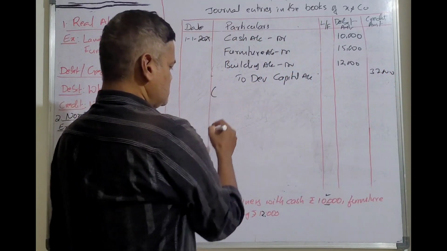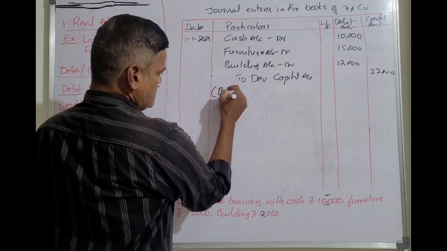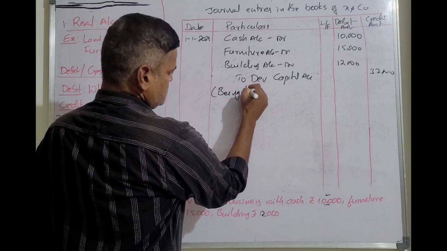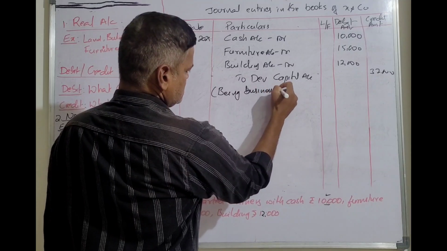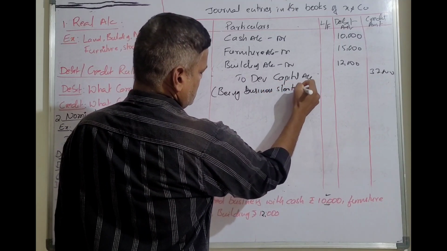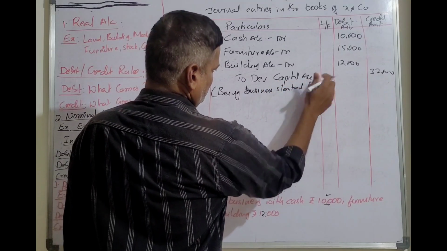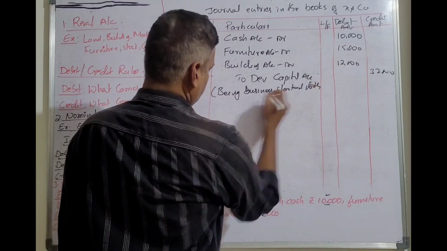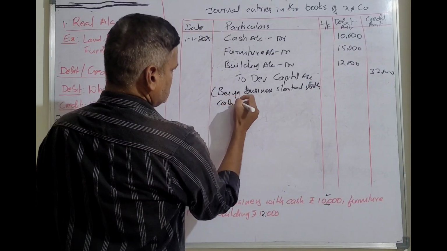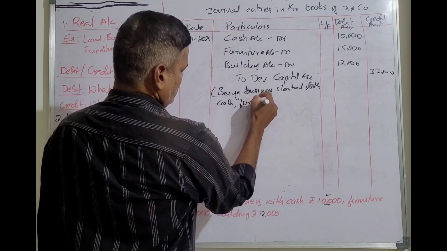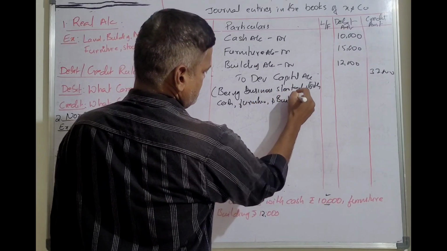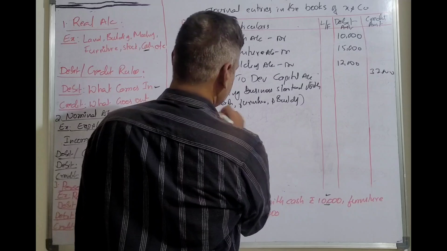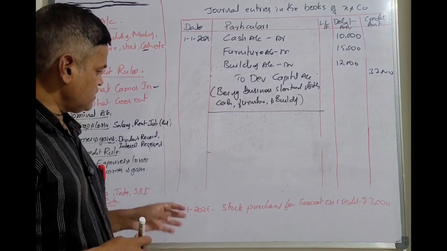So we have to write the narration: being business started with cash, furniture, and building, right? So this is the narration of that particular transaction. This is the second transaction. What is the second transaction here?